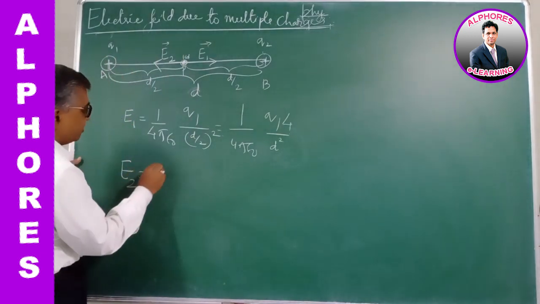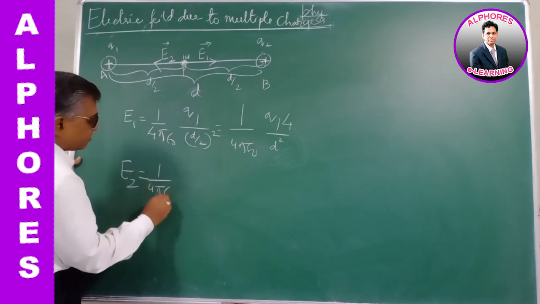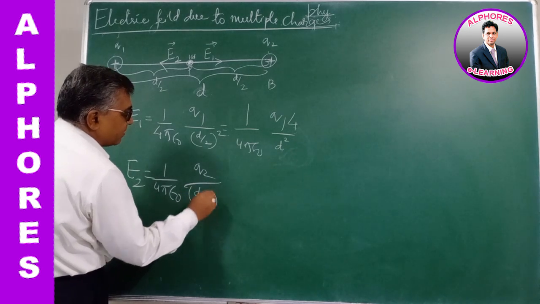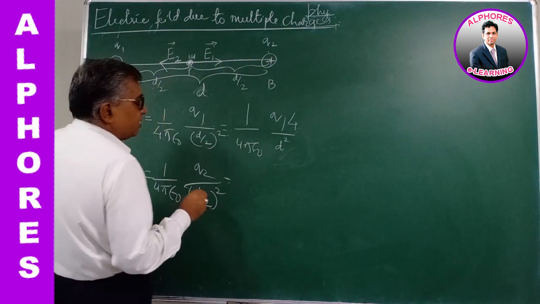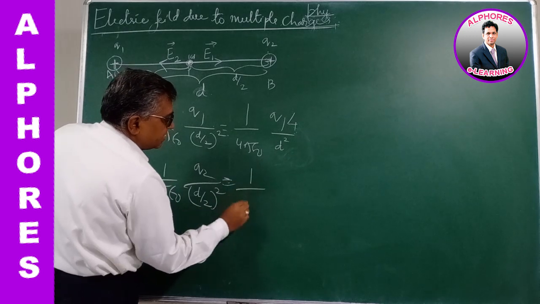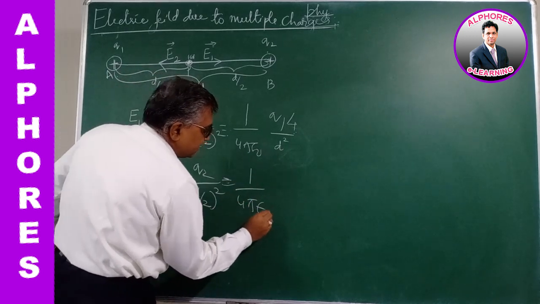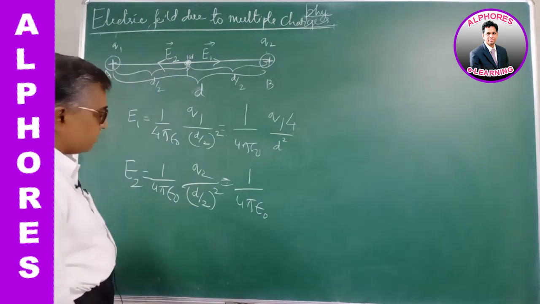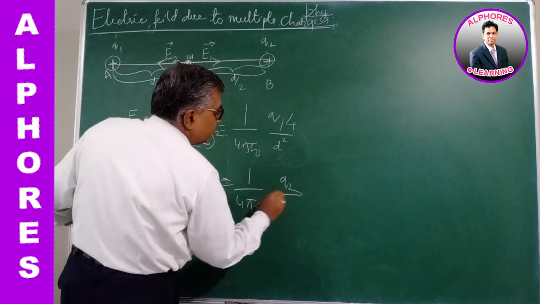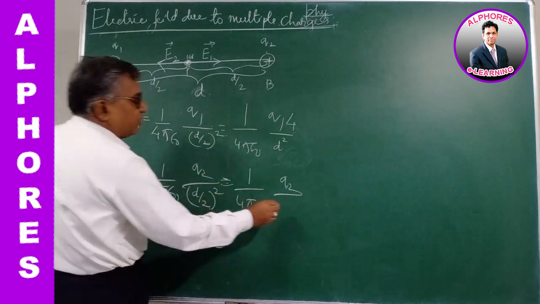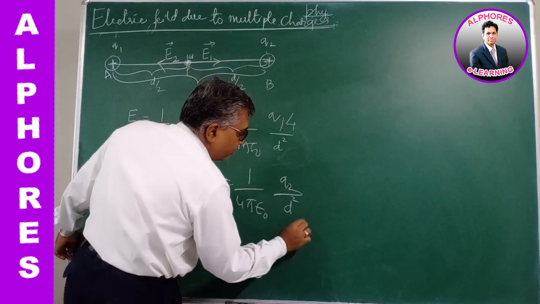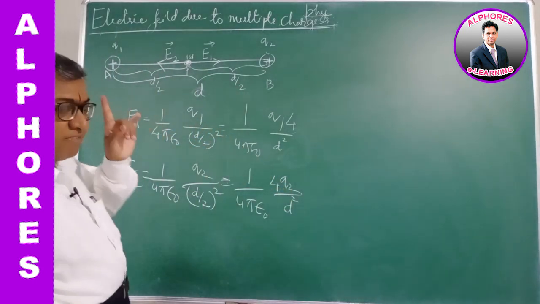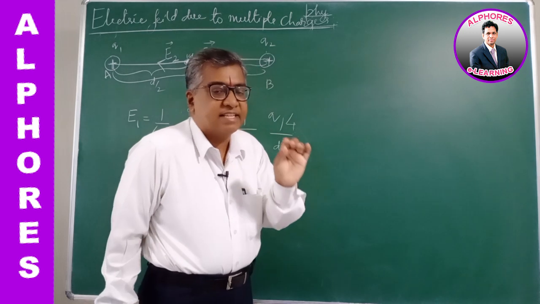So E2 is 1 by 4 pi epsilon naught Q2 by d by 2 whole square again. Midpoint, so it is d by 2 whole square. Whatever the distance is, you have to substitute that distance here. Since it is midpoint, it is d by 2. So 1 by 4 pi epsilon naught q2 by d by 2 whole square, you will get d square by 4. Now I am taking 4 up.